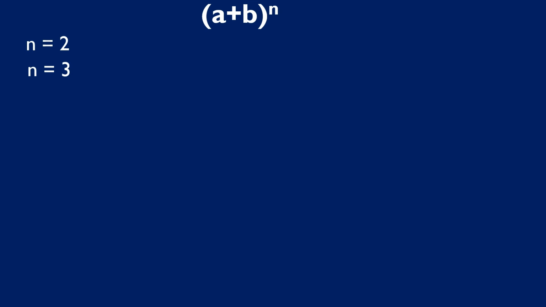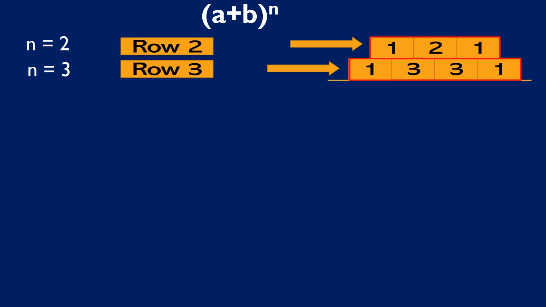Now when n is 2 or n is 3, we have considerations. When n is 2, we look at row 2 of the Pascal's triangle. If you look at the right-hand side, you have the coefficients 1, 2, and 1. And when n is equal to 3, that is when the power is 3, we look at row 3 of the Pascal's triangle, and we have 1, 3, 3, and 1 on the right-hand side as the coefficients.